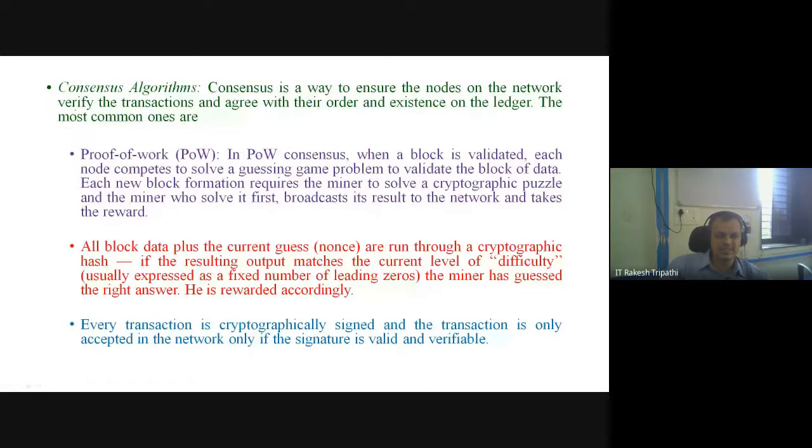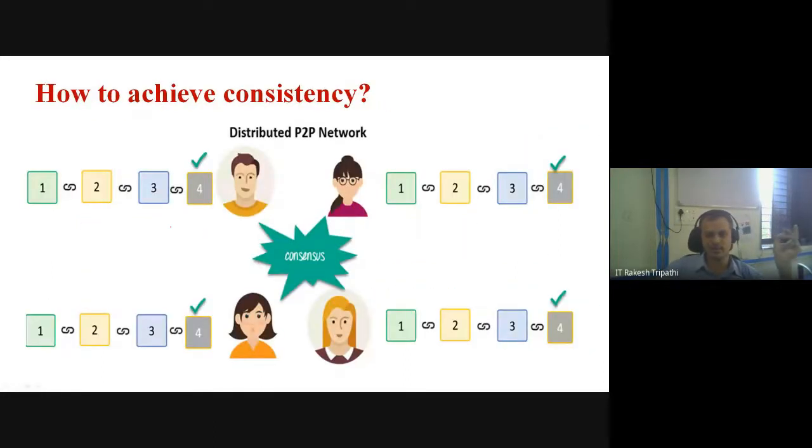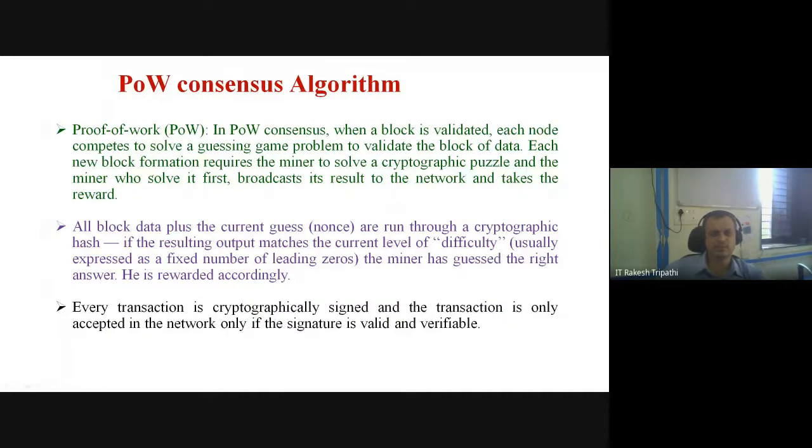Now there's a notion of a consensus algorithm. One such consensus algorithm is proof of work, and let us see how it works. Whenever a new transaction is there, it is broadcast to all nodes by flooding. Nodes collect new transactions into a block. In each round, a random node is selected, and it casts a block out of those transactions and floods that block to everyone. Then the blockchain gets appended. This is the same thing I was telling.